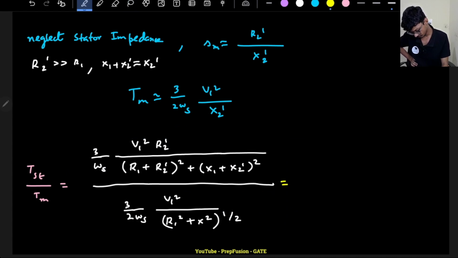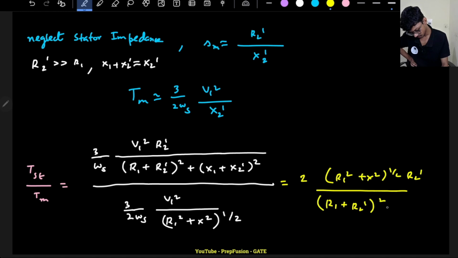So basically V1 square will cancel out, omega s will cancel out. The 2 will still be there. This will be the square root of R1 square plus x square, divided by R1. Okay, R2 dash also will be there: R1 plus R2 dash whole square plus x square.